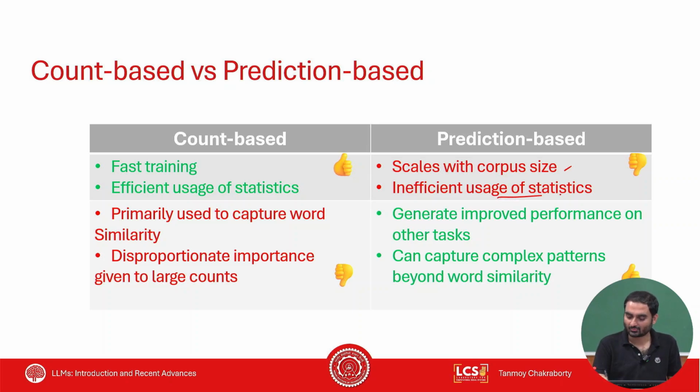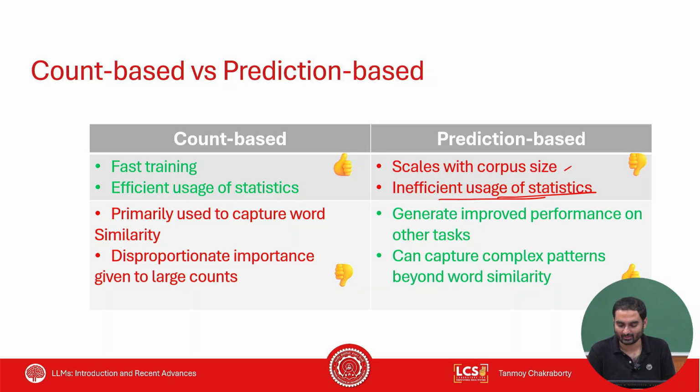Okay, and of course the other problem is that it doesn't consider the statistics properly, because it is not based on how many times two words co-appear. So therefore it is not that efficient in capturing the statistics. What are the plus points of prediction-based methods?